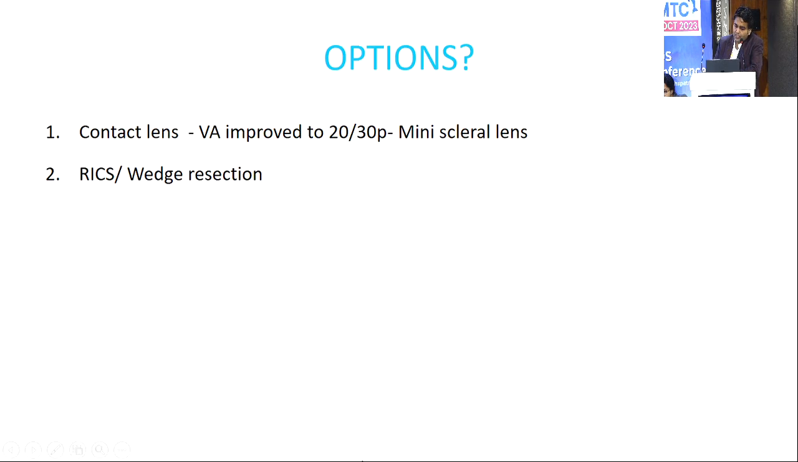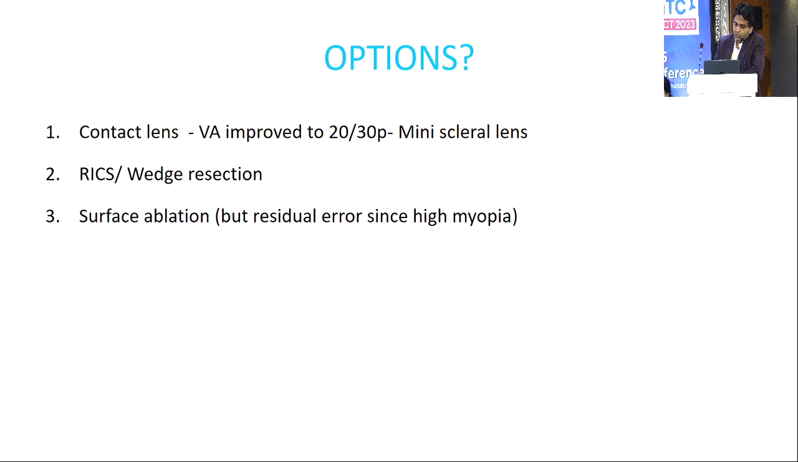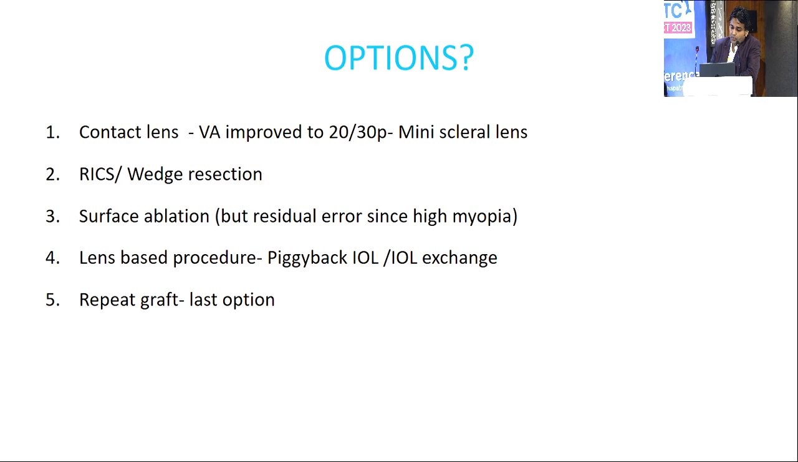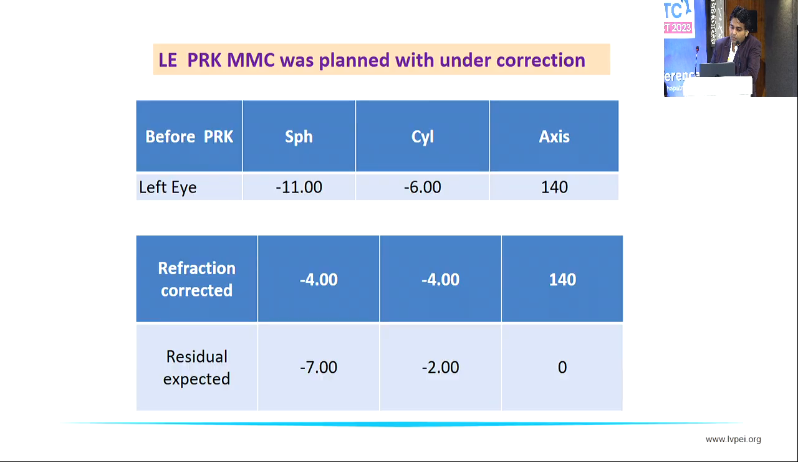You can do a contact lens trial, you can do RICS, you can do surface ablation, but dealing with -11 of spherical error and -6 of cylindrical error will not be possible with PRK. But you can do it with under-correction. The fourth option is a lens-based procedure. Already he is pseudophakic. You can do IOL exchange, but it will be difficult and take a long time, the capsule will be fibrosed. Or you can put a piggyback IOL or a phakic IOL, or the last option is repeat graft.